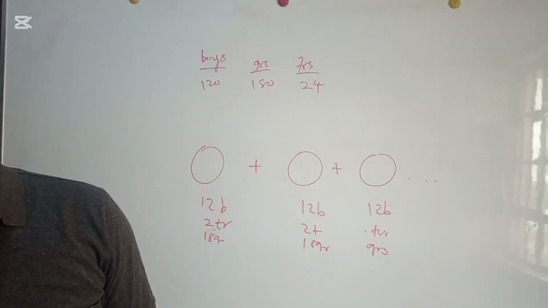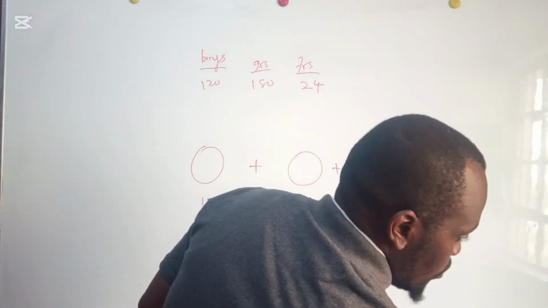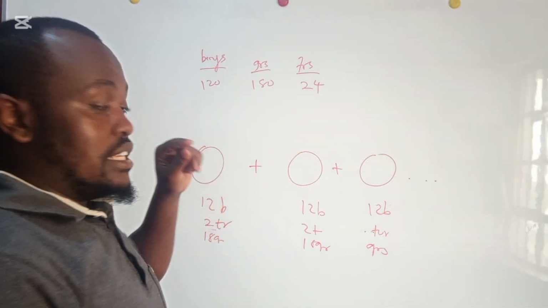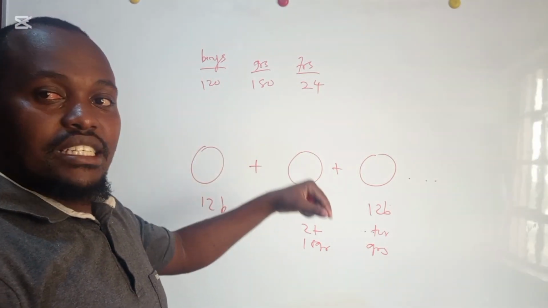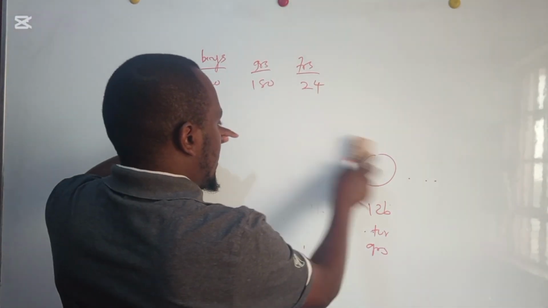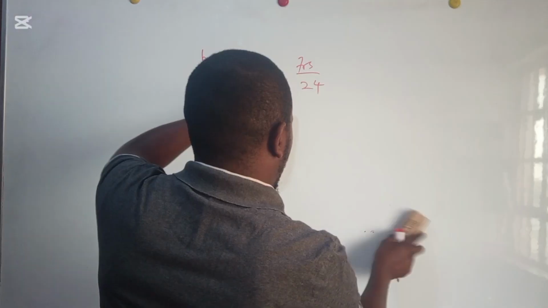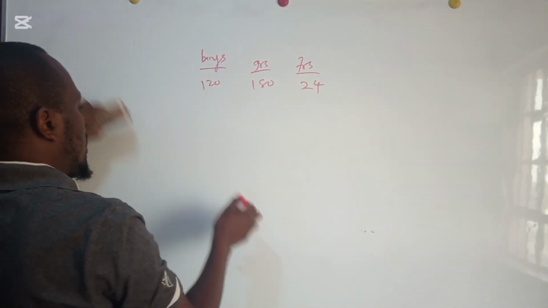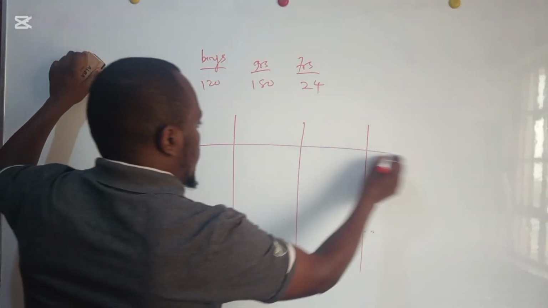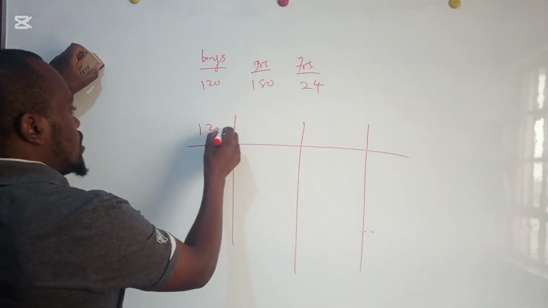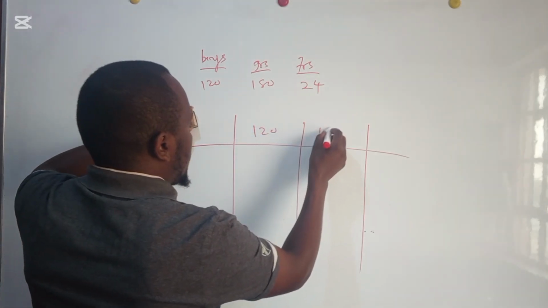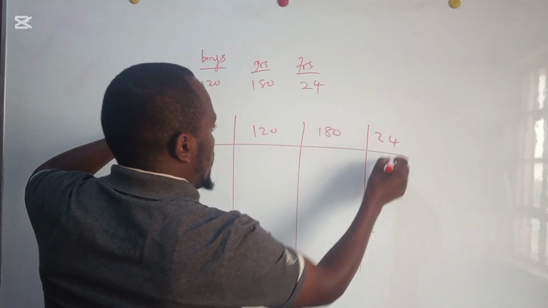So when you hear the word largest, many people will go for the GCD. And it is indeed true that the GCD is the greatest divisor. So the number of groups that this number of people can be divided into, you're going to have 120, 180, and 24.